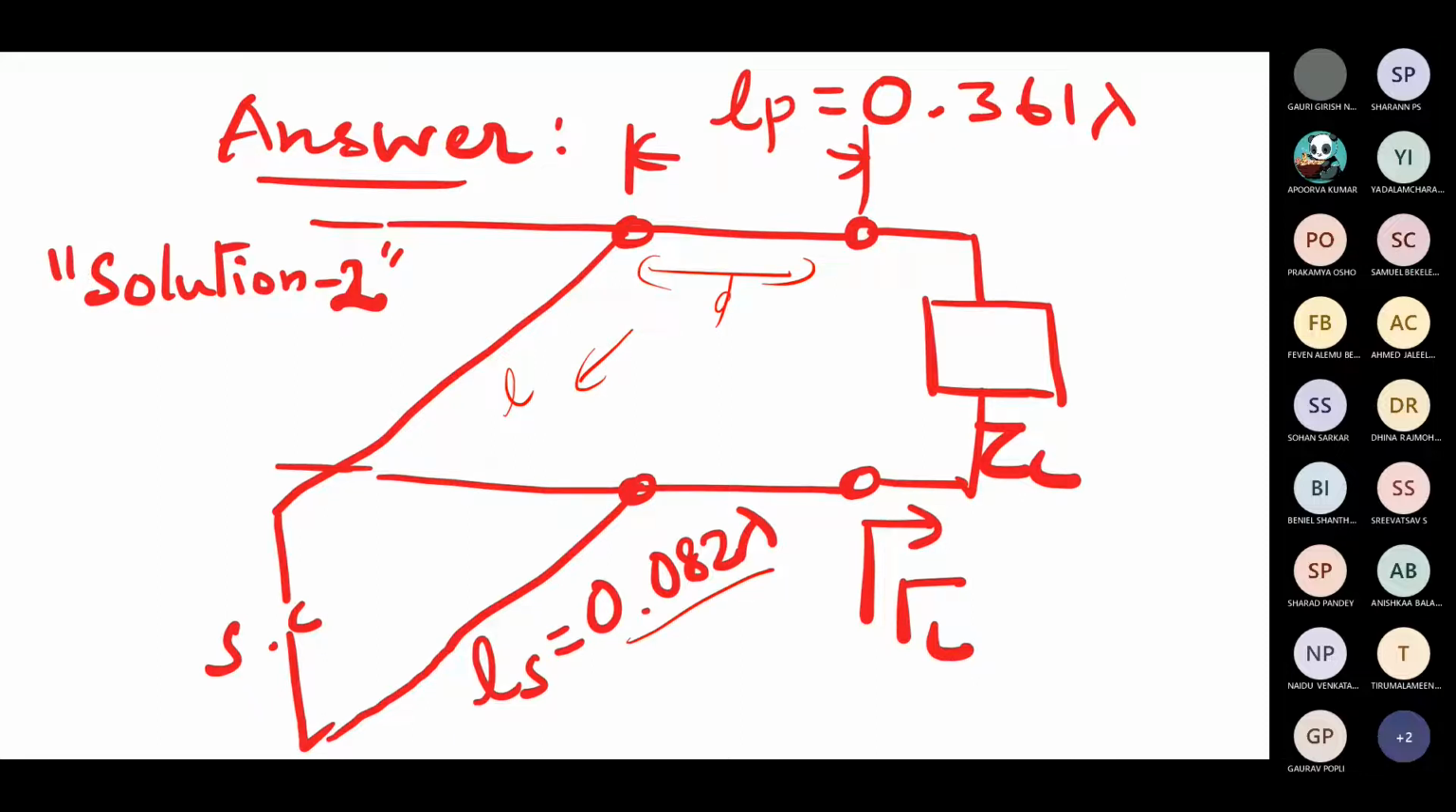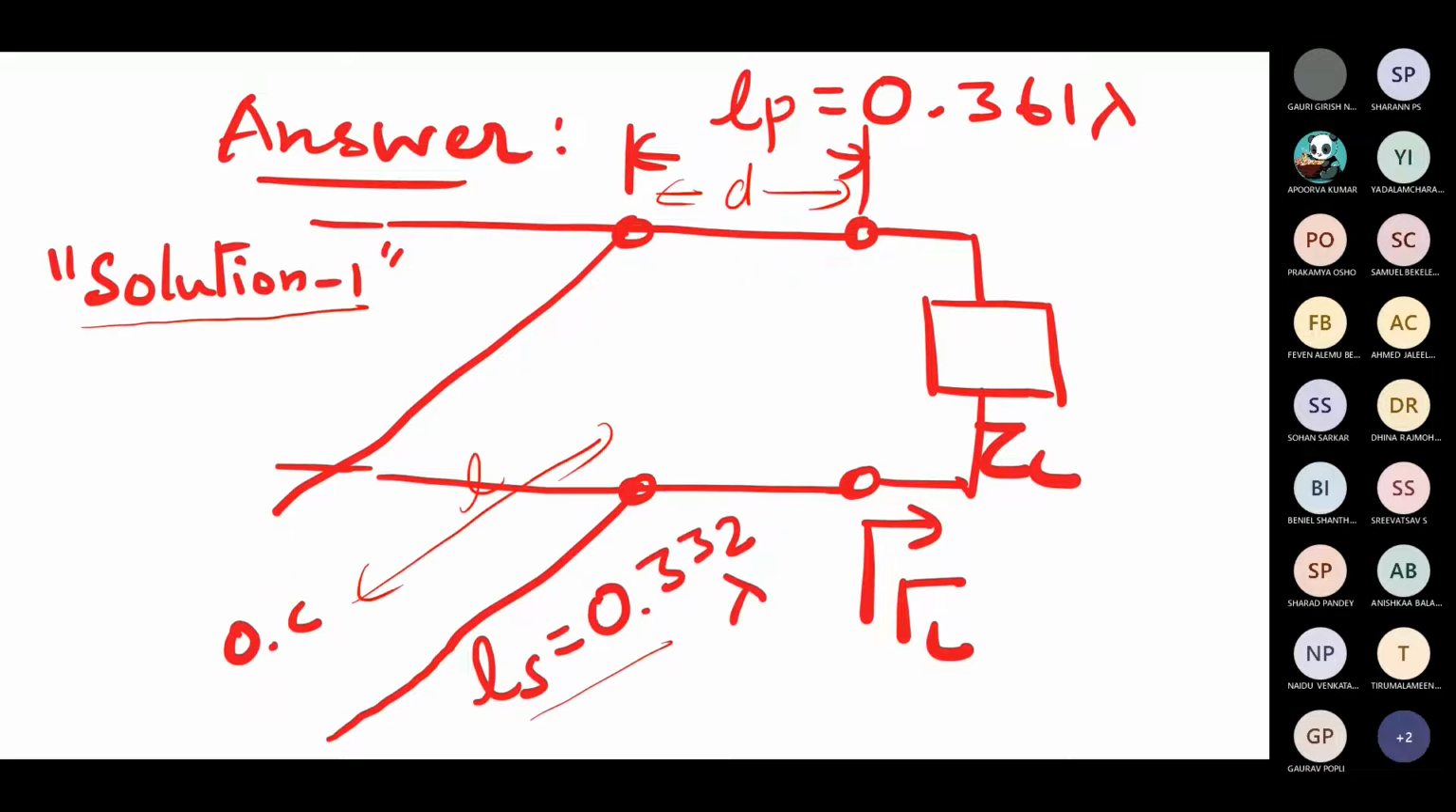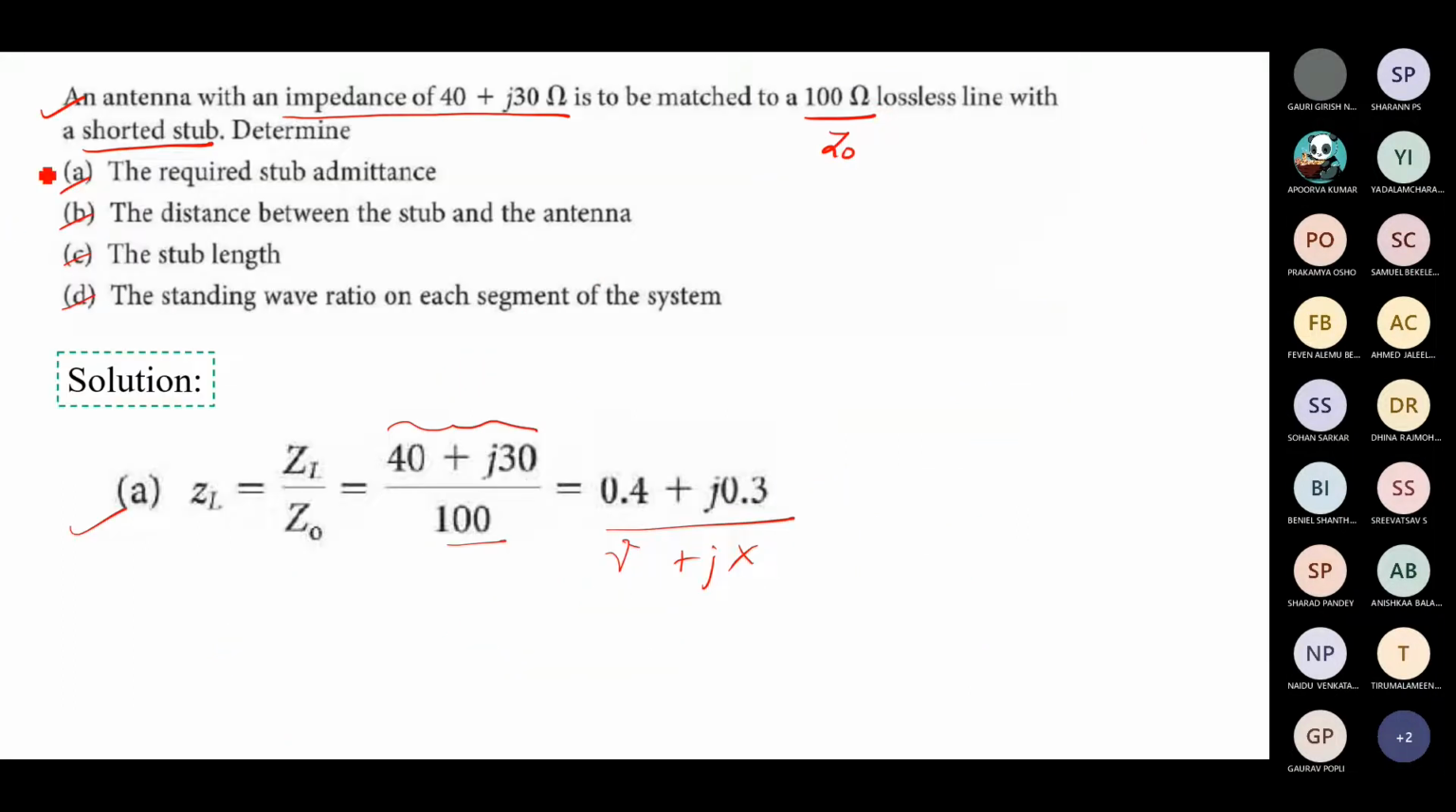So you are supposed to cross check what type of stub is being asked. In this question it is clearly mentioned: design a short stub, or shorted stub, short circuited stub, or simply short stub. Multiple names are used. You can note it down as a short stub or short circuit stub. So here it is asked with that. Some questions will be asked with an open circuit stub, so you have to be very careful about that. You have been taught both.